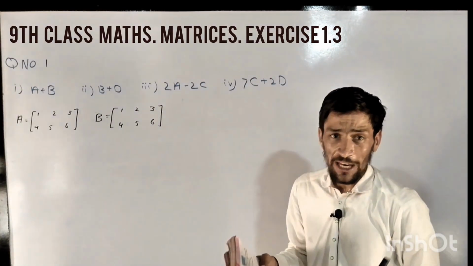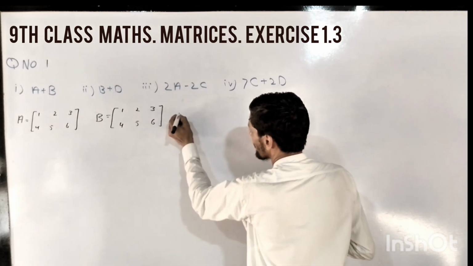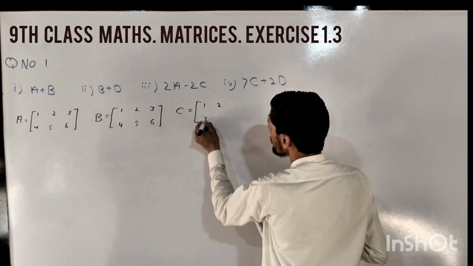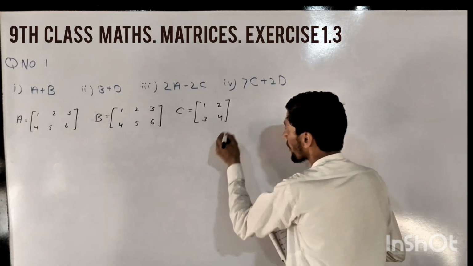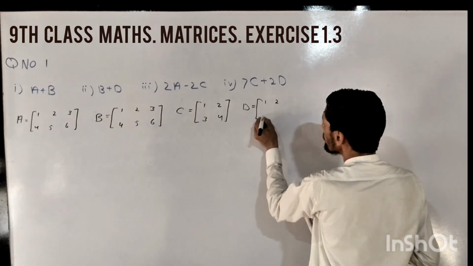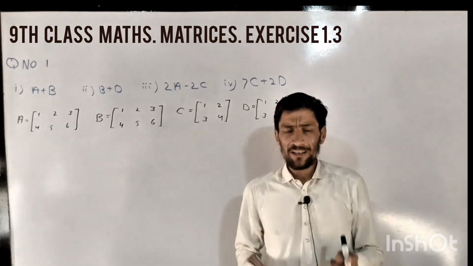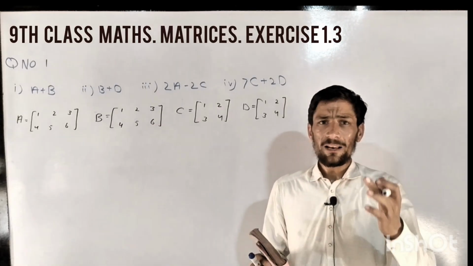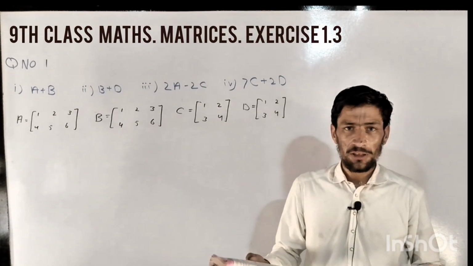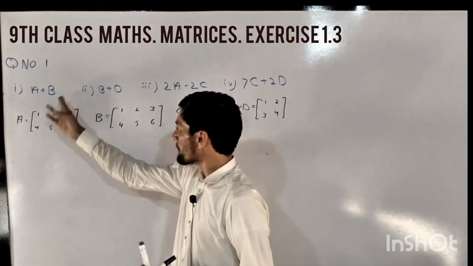Another matrices C and D are square, 2 by 2. So let's draw it. C is equal to 1, 2, 3 and 4. And D is equal to 1, 2, 3 and 4. I write down simple numbers 1, 2, 3, 4, 5, 6, etc. Let's check the condition. The first one is A plus B.